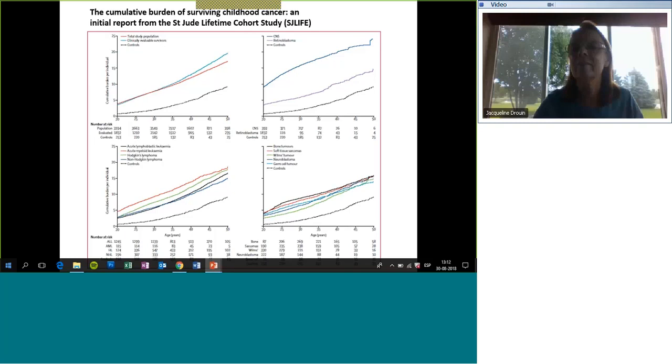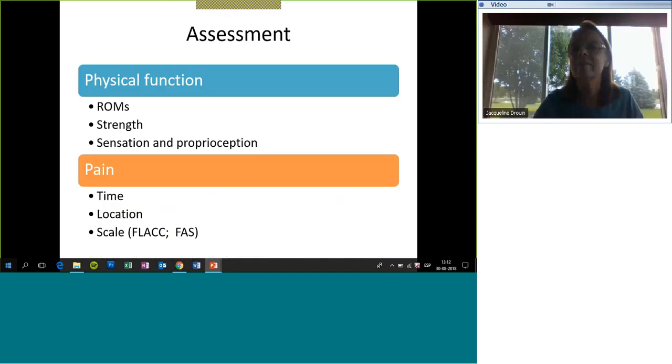Now, the physical therapy assessment of this cancer goes first by an evaluation of the physical function of the child. This can include the range of movement. Generally, you have to evaluate especially the movement of the hands and the legs, strength, sensation, and proprioception.